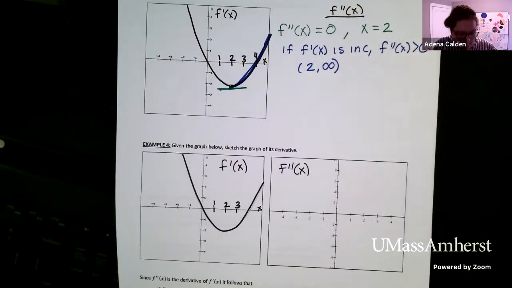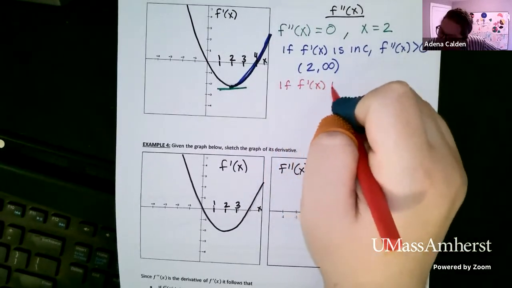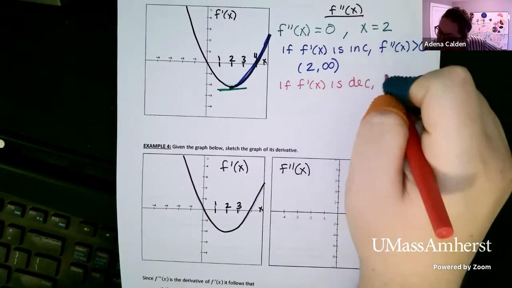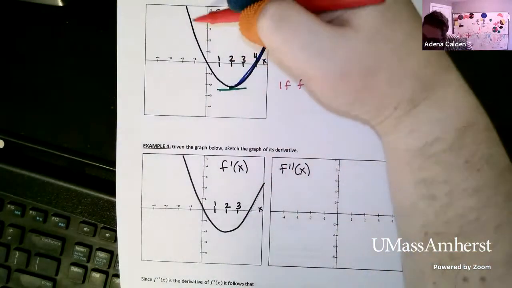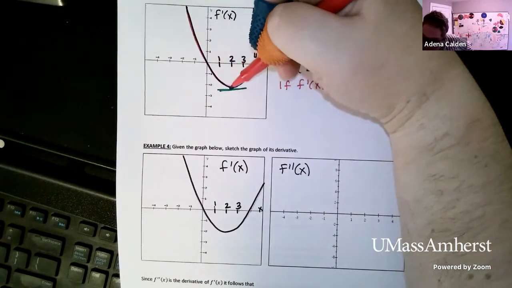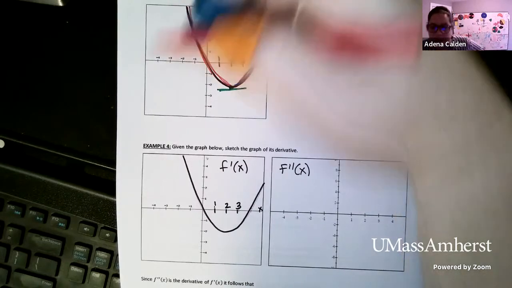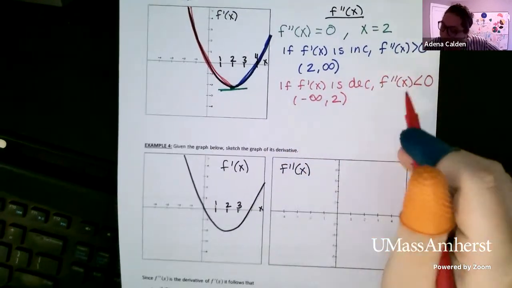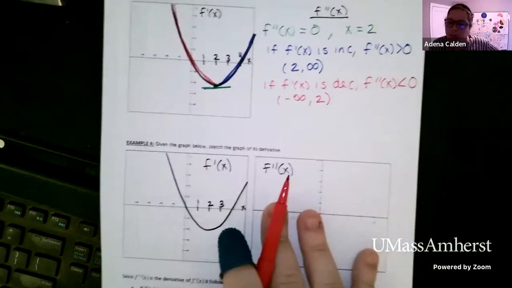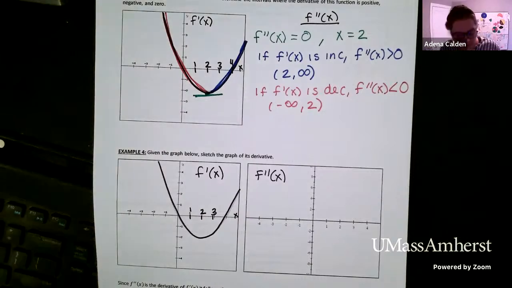Similarly, if the derivative is decreasing, the second derivative will be negative. So I look at my function, I see that before the 2, my function is going down from left to right. So I'm decreasing over here. So negative infinity to 2 is where I'm decreasing, which tells me that that is where the second derivative is negative. So now that I have these intervals, I want to think about how that impacts my picture.